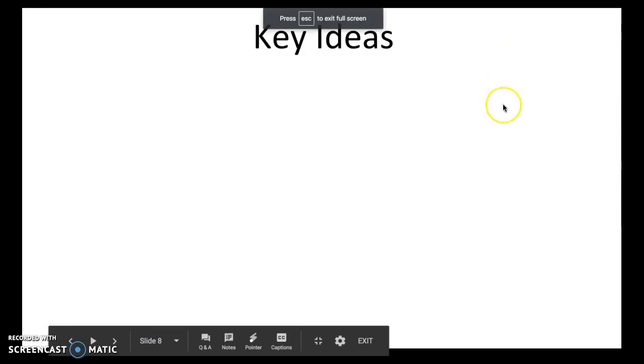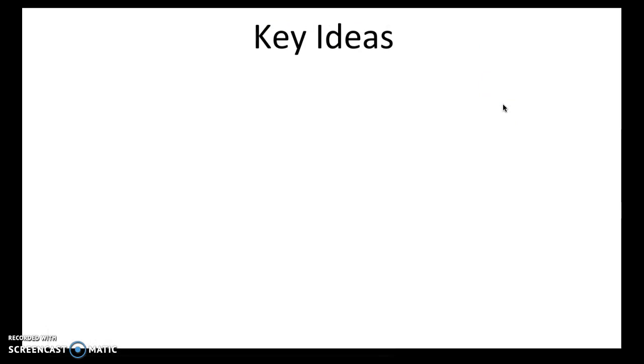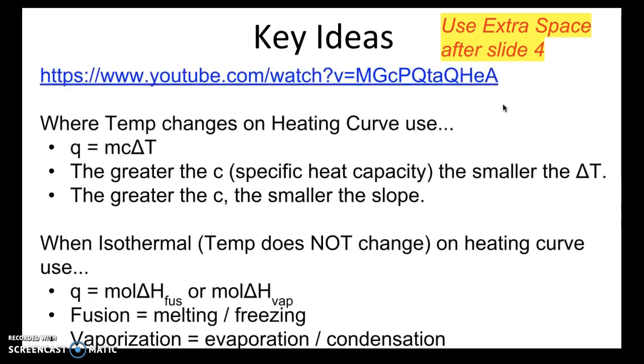Okay, so here are some key ideas that you should have gotten from the practice from the supplemental video. So make sure you've done that first before we go over these key ideas. If you want to write them down, you can use the extra space after slide 4. But here are some key ideas from this video. Where the temperature changes on the heating curve, that's where you have the diagonal lines, not the flat lines, but the diagonal lines. That's when you're going to use Q equals mC delta T. And that should make sense because here you have delta T, and that's the portion of the curve where the temperature changes. On the flat portion, the temperature does not change, so you can't use anything with delta T in it.